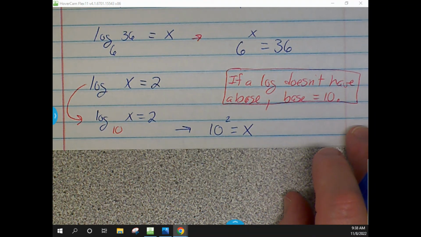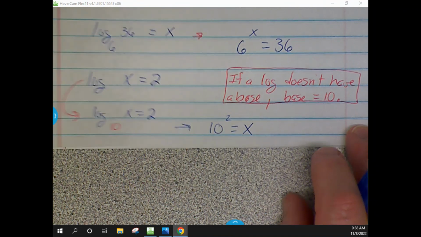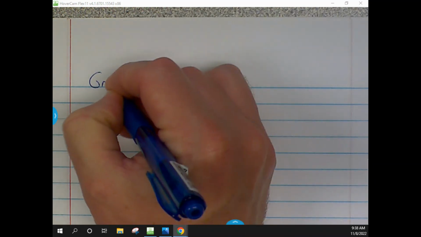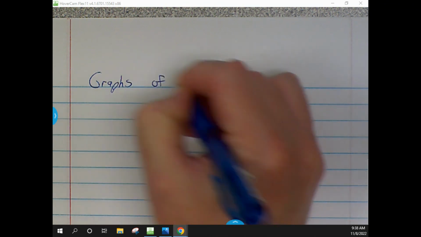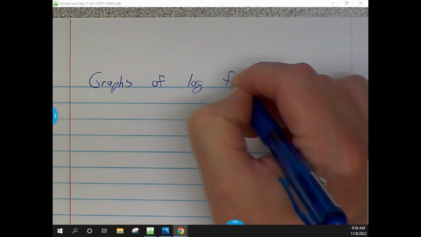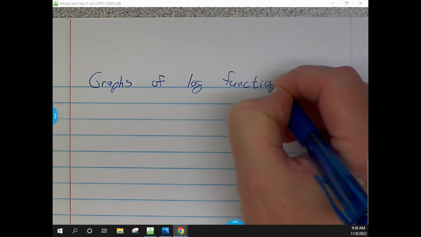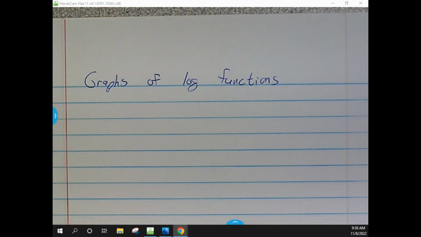Okay, and the graphs that we're going to do, because they're inverses of what we did yesterday, they actually look kind of similar to it. Again, we're not going to do a whole lot with graphs. So the main thing is just knowing the basic shape of it. So we're talking about graphs of log functions.